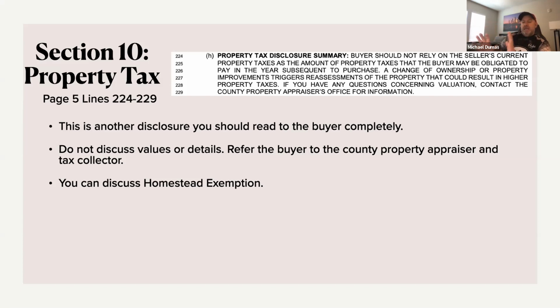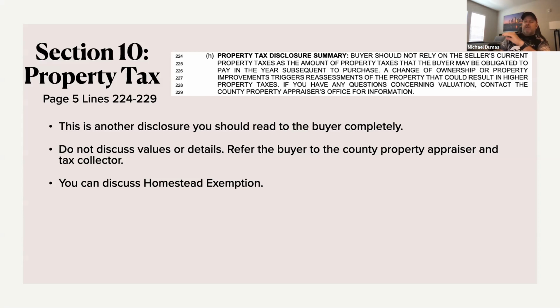If you have any questions regarding valuation for tax purposes, you need to contact the county property appraiser's office for information. Let me give you that information. You also want to go to the property appraiser's and the tax collector's website and verify that information and present that to the buyer so that they can know what they're getting into.